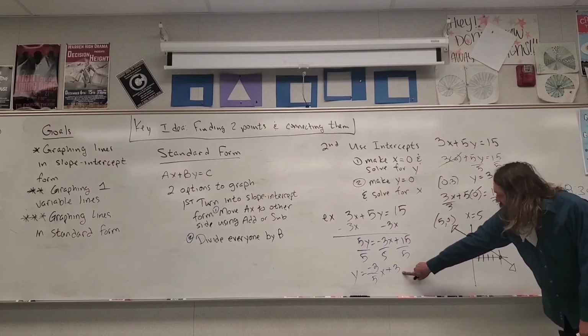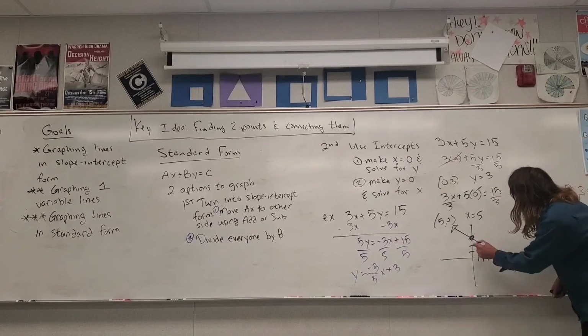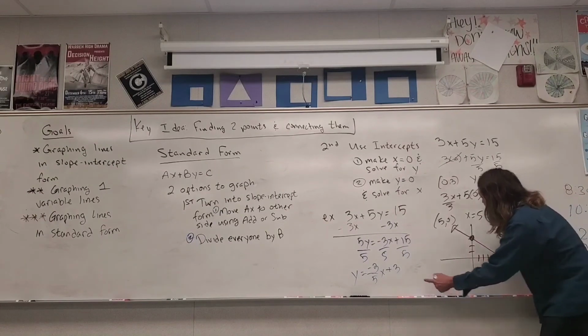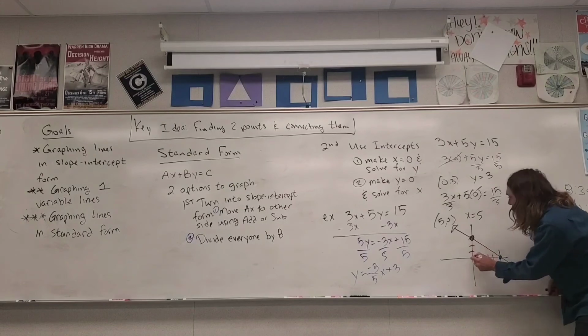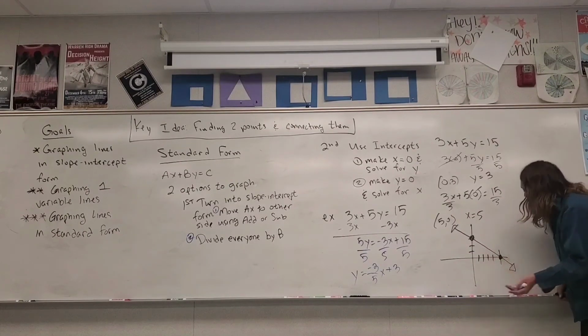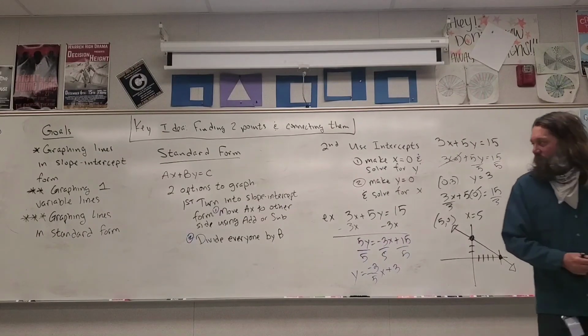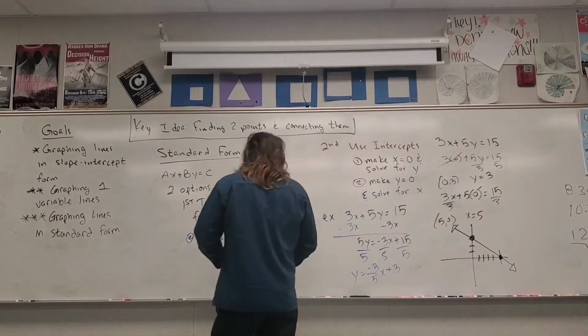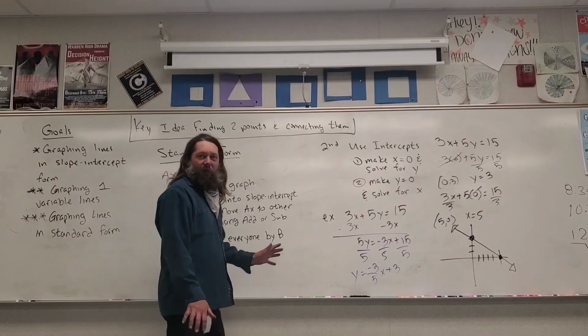If I was to graph using the slope-intercept form, I would start at 3. I would move down 3, 1, 2, 3, and I would move to the right 5, 1, 2, 3, 4, 5. And you see I get the exact same points, so I'm going to get the exact same line. So hopefully this helps us to graph these things. I'm hoping it makes sense.